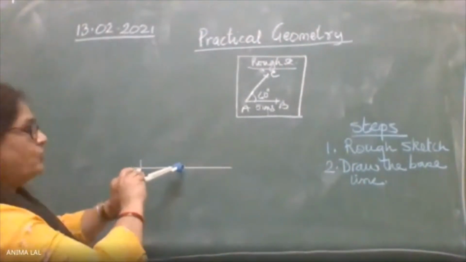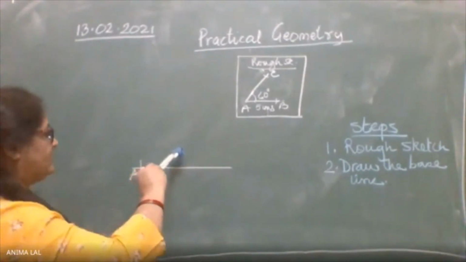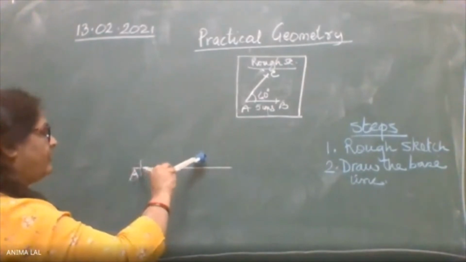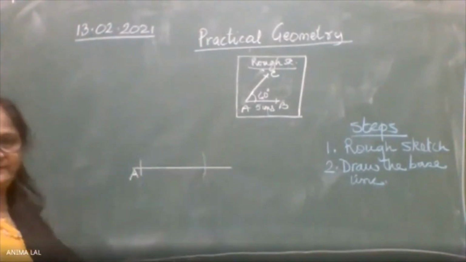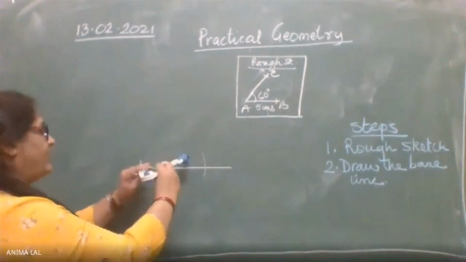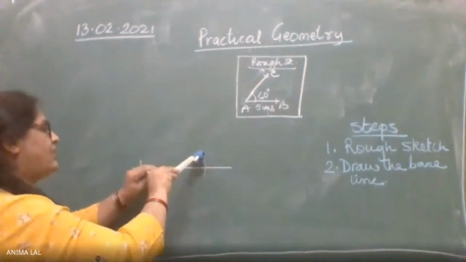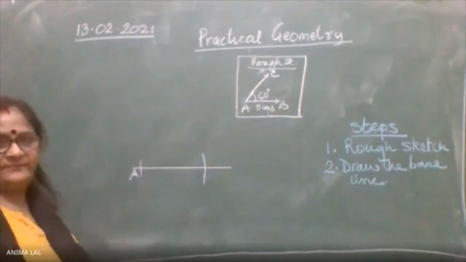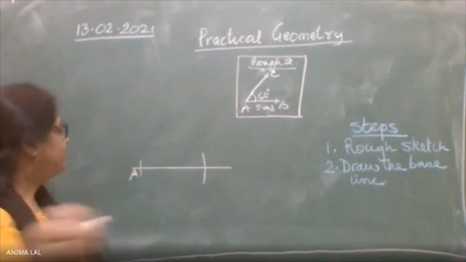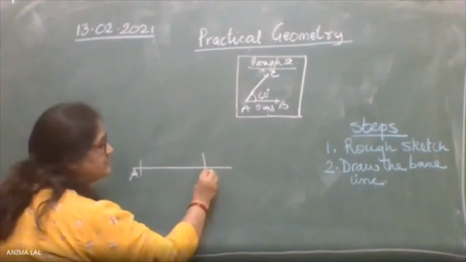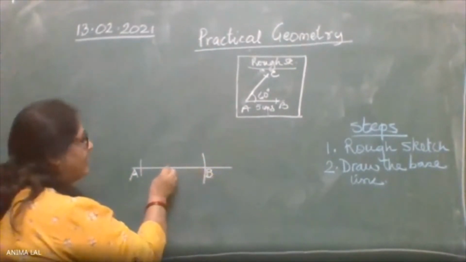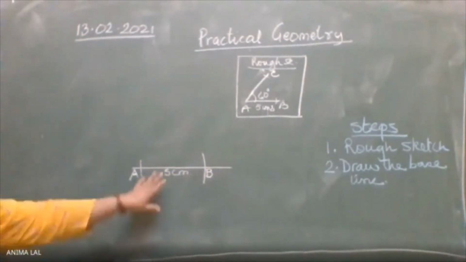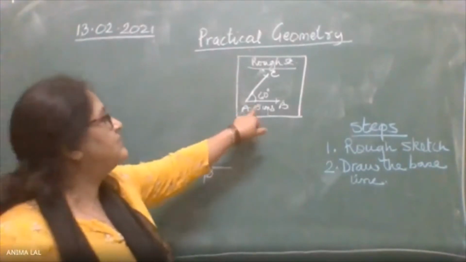With the compass point at A, draw an arc, I'm making it bigger, crossing the line. Holding your handle, draw an arc crossing the line. Okay? Where the line and the arc meet, that is point B, and this will be 5 centimeters. So we got the base line.